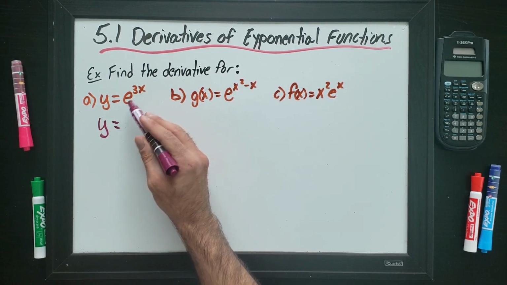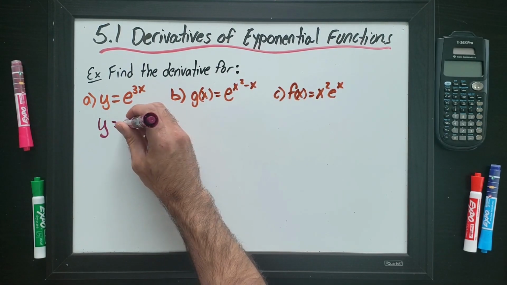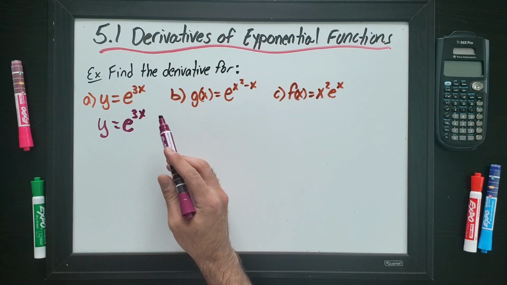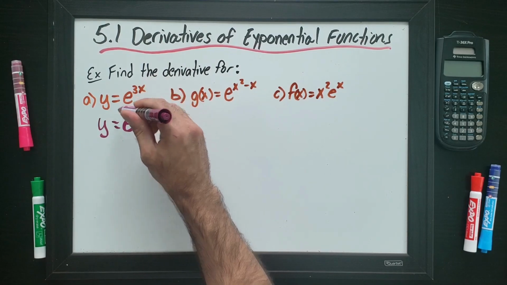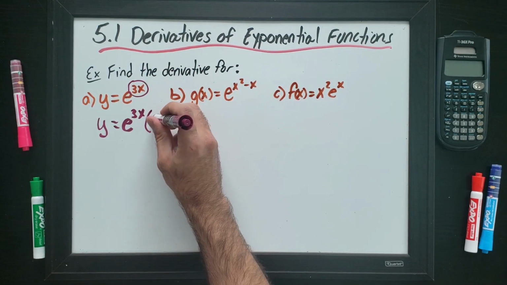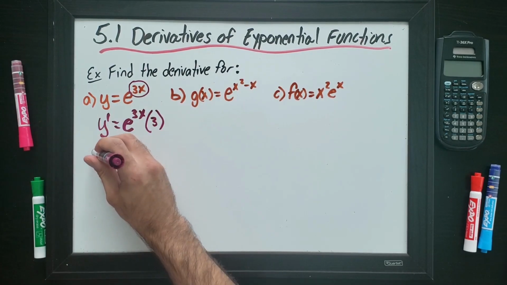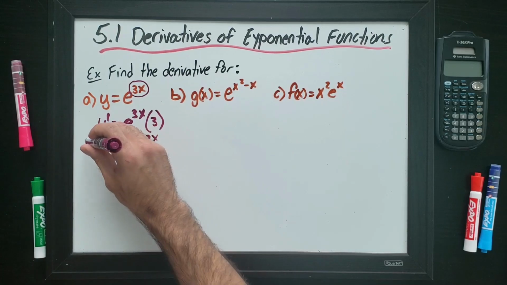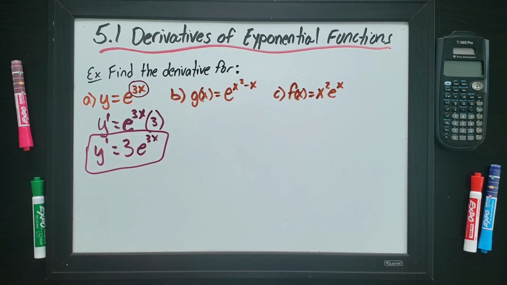So for instance, when I have y equals e to the 3x, consider this like e to the x. So the derivative of this is just e to the 3x, except you have to remember chain rule. Every time you are finding the derivative, I have to find that chain rule up here. So I'm multiplying this by 3. This is y prime. So y prime is 3 e to the 3x. Done.